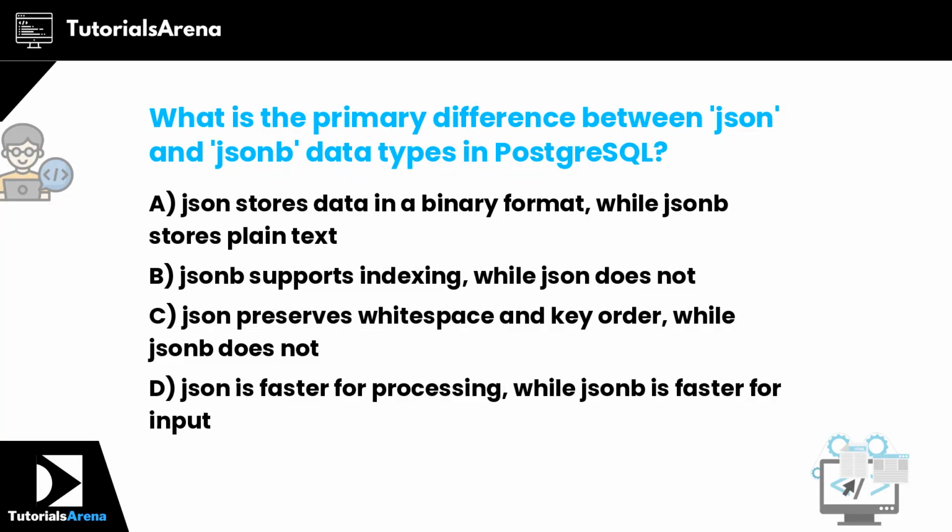What is the primary difference between JSON and JSONB data types in PostgreSQL? The correct answer is option C. JSON preserves white space and key order, while JSONB does not.